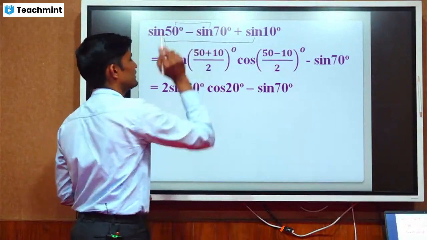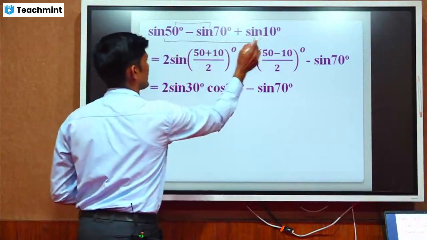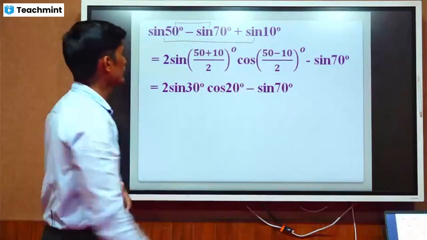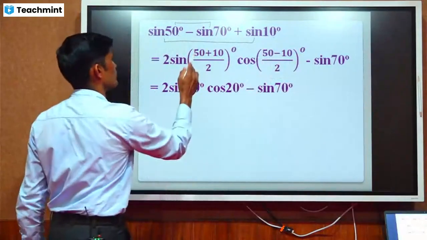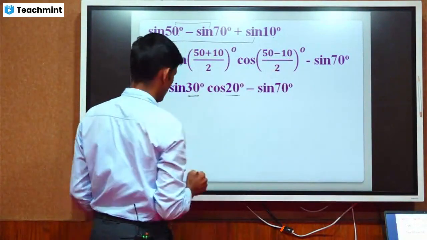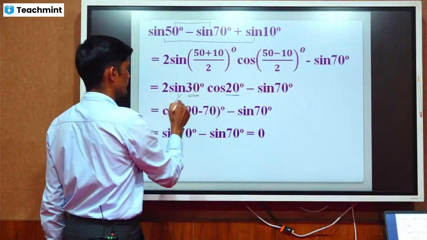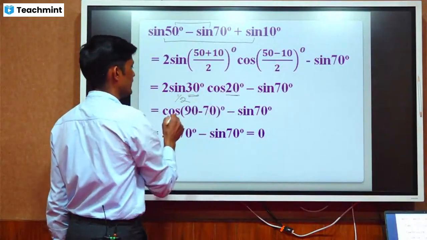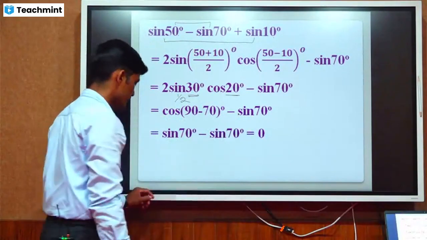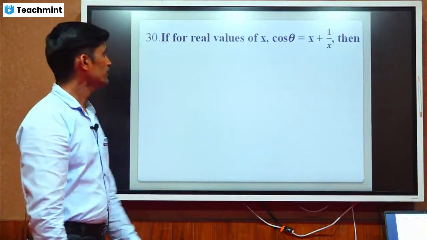Sine 50 degree minus 70 degree. Sine c minus sine d formula works better, but here it is sine c plus sine d. Okay, 2 sine c plus d by 2 into cos c minus d by 2, 50 minus 10 by 2, minus sine 70. This is 50 plus 10, 60 by 2, sine 30 degree, and 50 minus 10, 40 by 2, that is cos 20 degree. Sine 30 is half, therefore 2 cancels here. Cos 20 is written as cos of 90 minus 70 degree, minus sine 70 degree. Cos of 90 minus 70 is sine 70, therefore answer is 0. Answer B.